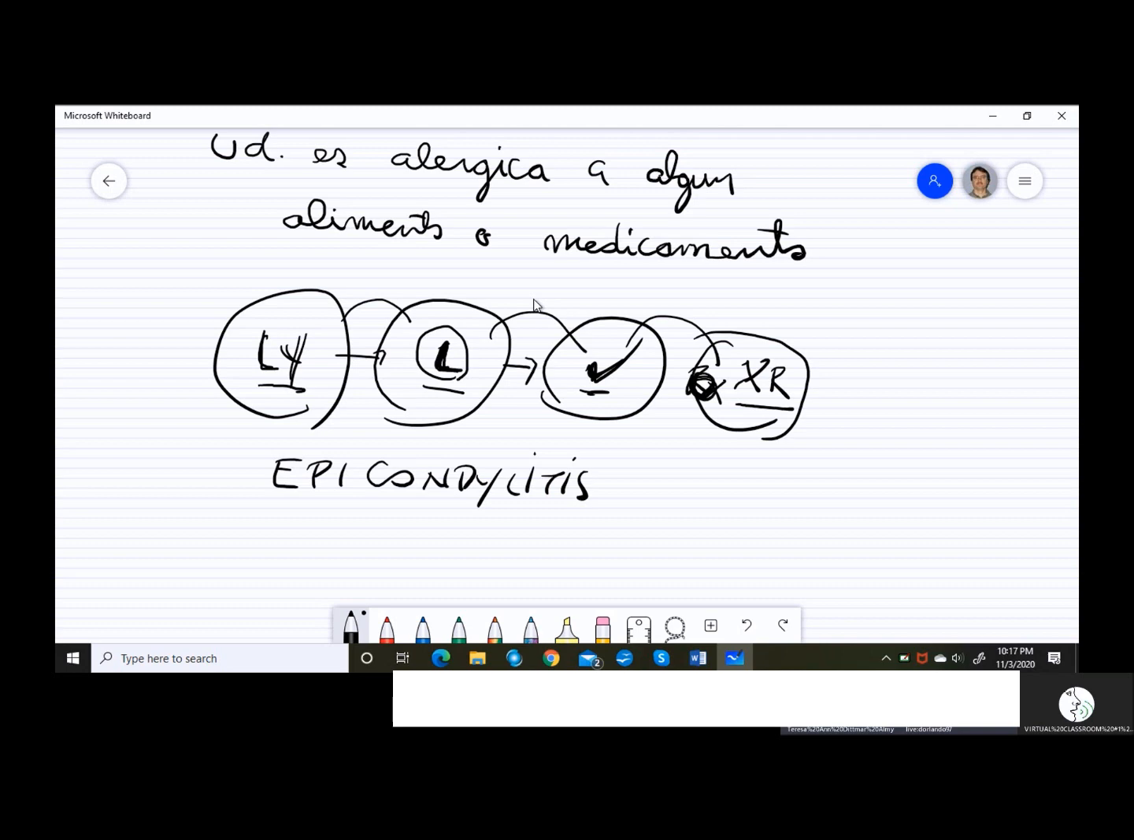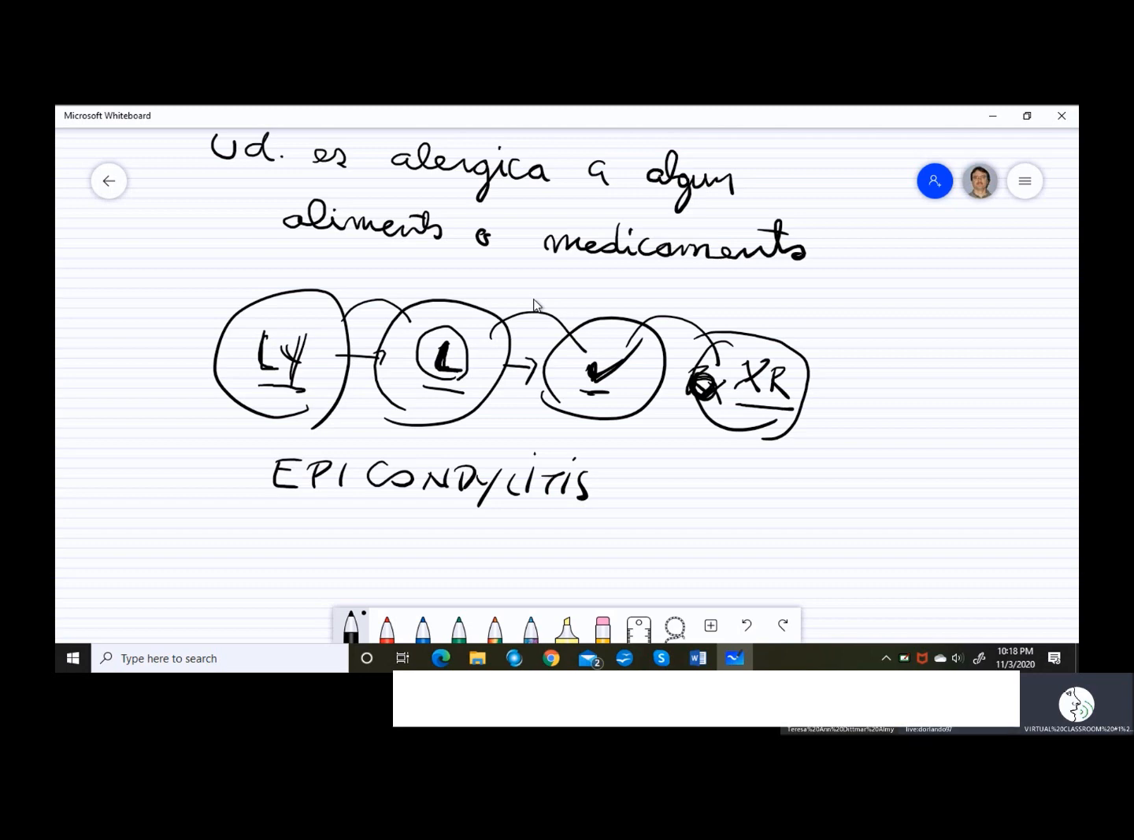Y la bata. Y la bata, sí. Y la bata. Se me olvidó. La bata. Examining table you could interpret as camilla, or a little more formal, mesa de exploraciones. Okay. Mesa de exploraciones o camilla. Muy bien. Yes. Y la bata. Yes. Okay.